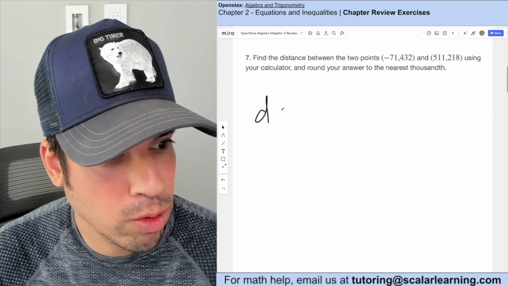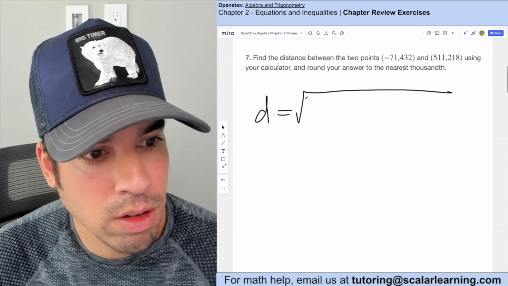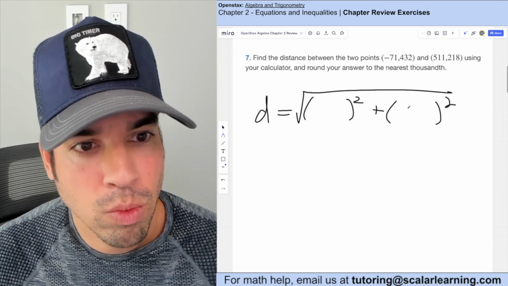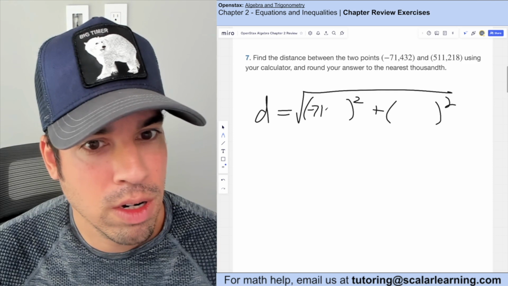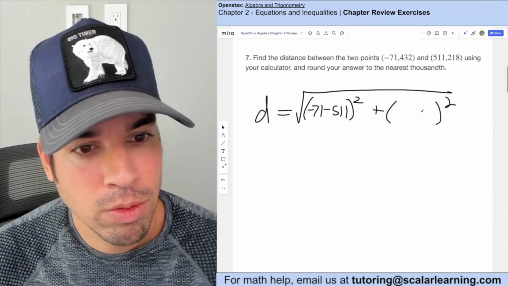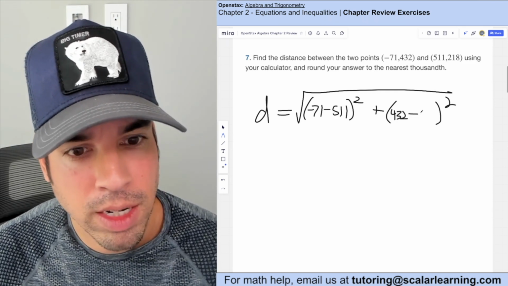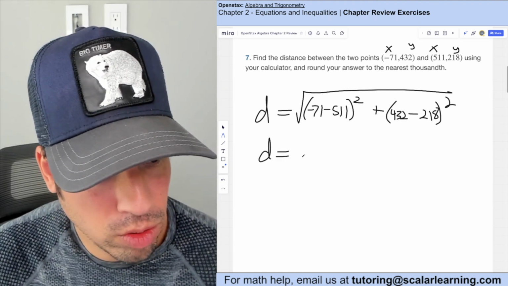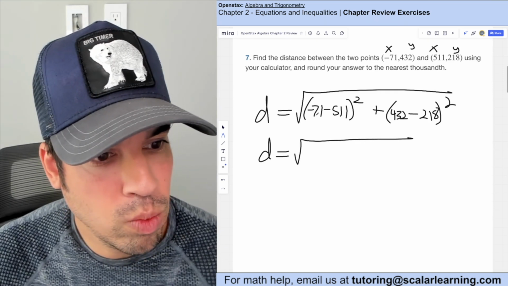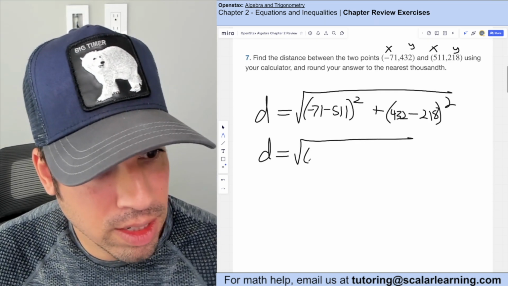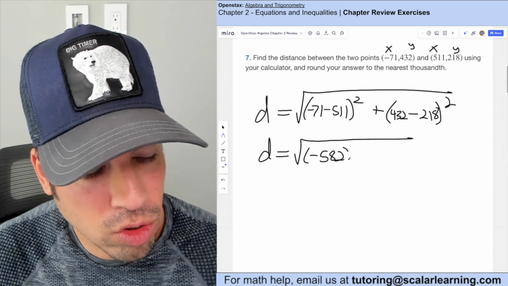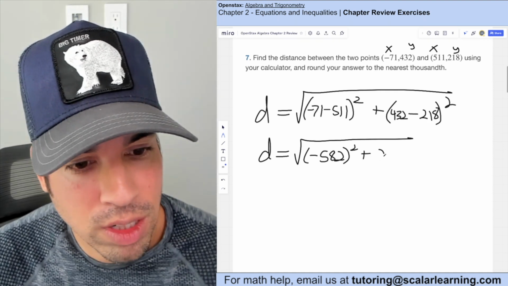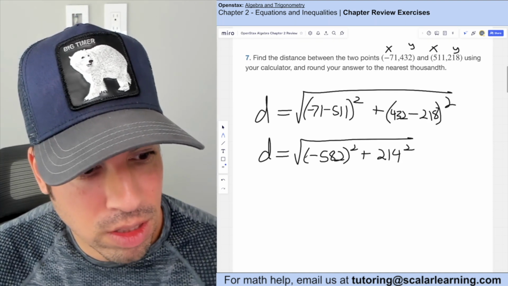So first, let's just use the formula. Distance equals the square root of, and then we're taking the difference of the x values and the difference of the y values. So this would be negative 71 minus 511. And over here it'd be 432 minus 218, right? So we'll do as much as we can mentally before we use a calculator. So now negative 71 minus 511 is negative 582 squared. And this one, 432 minus 218, that would be 214 squared. And I'm keeping the parentheses here because it's a negative.